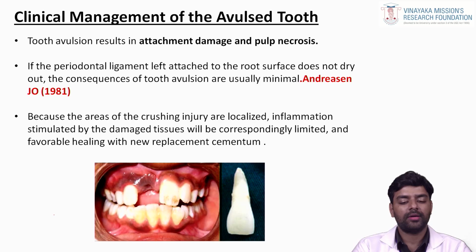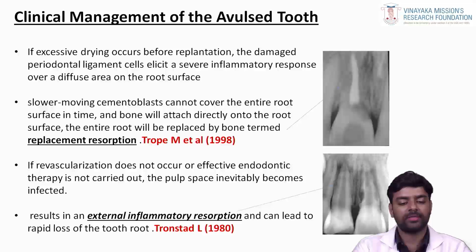If the periodontal ligament left attached to the root surface does not dry out, the consequences of the tooth avulsion are usually minimal. Because the area of crushing injuries is localized, inflammation stimulated by damaged tissues will be correspondingly limited, and favorable healing with new replacement cementum occurs.